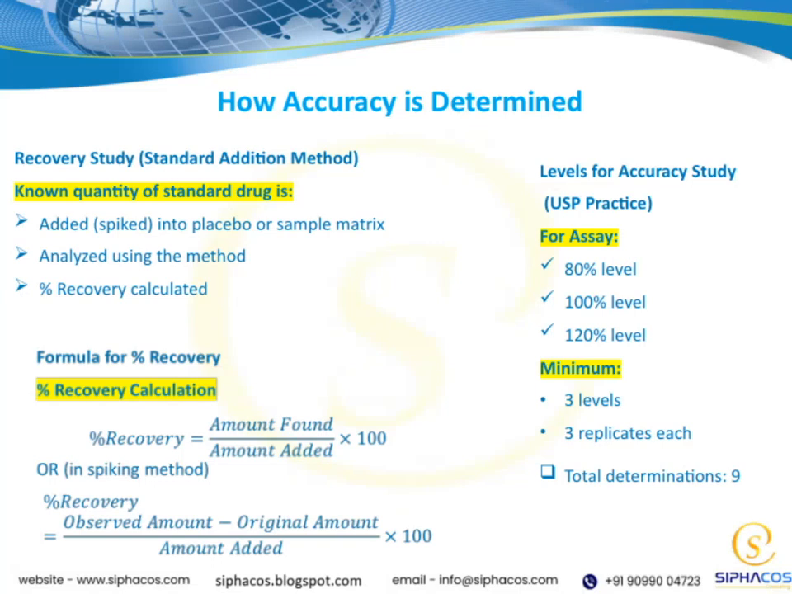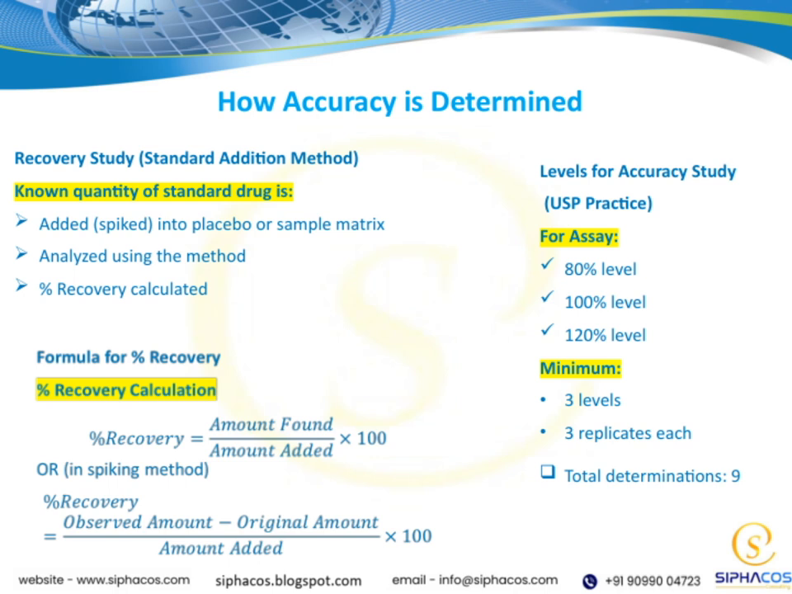Let's take a look at the levels used for the accuracy study in the USB practice. For the assay, we typically evaluate at 3 different levels: 80%, 100%, and 120%. These levels help us assess how accurate the method is across a range of concentrations. It's important to note that we set a minimum of 3 levels, with 3 replicates at each level, which ensures the reliability of our results. Overall, this means a total of 9 determinations are performed for the accuracy assessment.